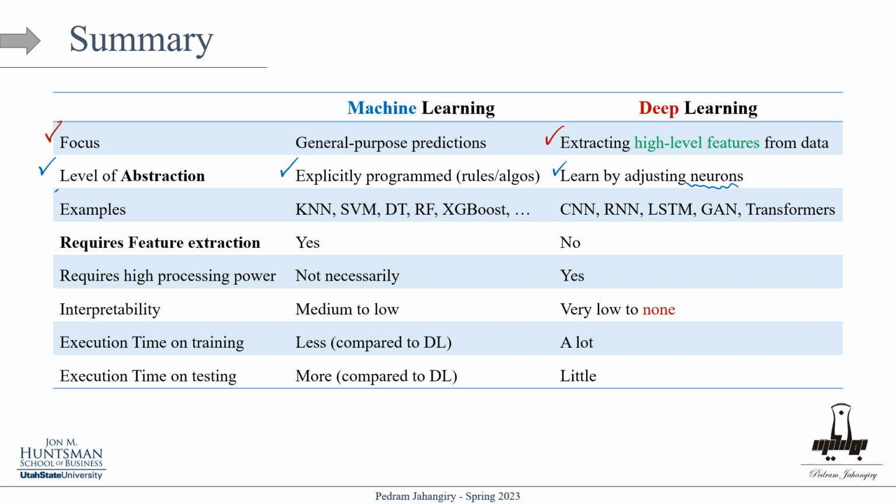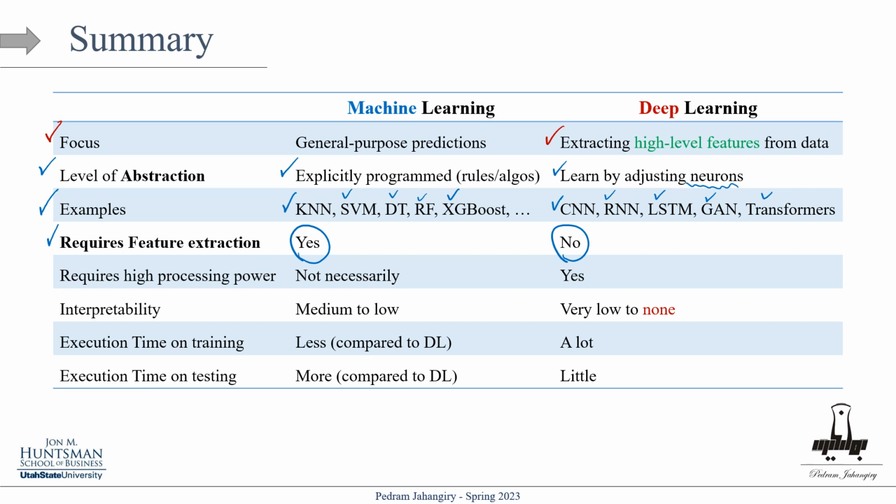Then examples. What are some models, both from machine learning and deep learning? In machine learning, hopefully you have seen KNN, SVM, decision trees, random forests, and boosting models like XGBoost. For deep learning, the ones that we cover in this course are CNN, RNN, LSTM, GAN, and transformers. Don't worry about the names, we're going to cover them later on. The other difference is, does this learning technique require feature extraction or not? I think you're in good shape now, and you can realize that in machine learning, yes, feature extraction is required and it's done manually. But in deep learning, we don't need to do that. It's automated.